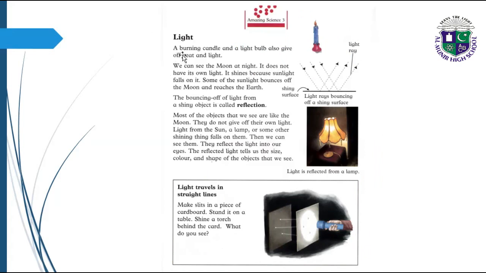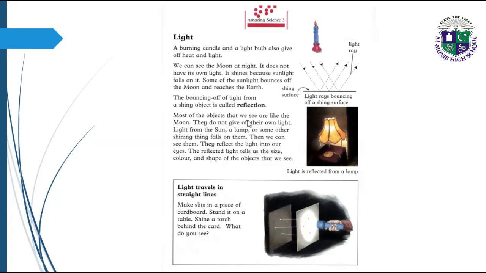What is light? A burning candle and a light bulb also give off heat and light. We can see the moon at night. It does not have its own light. It shines because sunlight falls on it. Some of the sunlight bounces off the moon and reaches the earth. The bouncing off of light from a shiny object is called reflection, as shown in this picture.